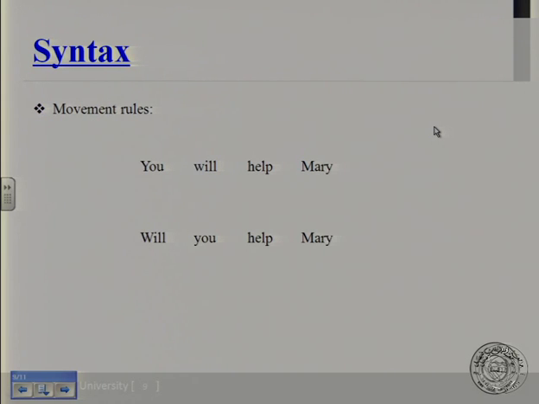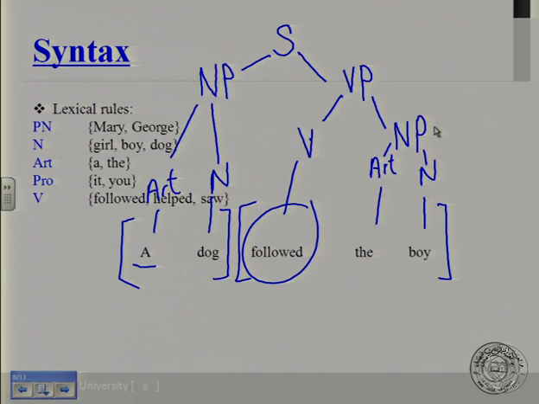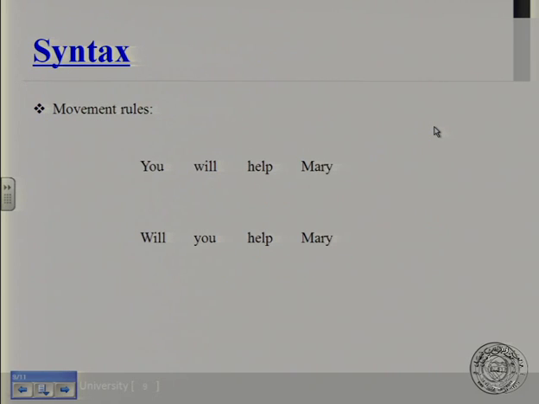Now let us see some more examples, but here we will shift to movement rules. The first one was under lexical rules, and the second one is movement rules. Why is it called movement rules? Because here we shift the place of one word to another place. We are shifting places of words. Let us say here we are shifting a pronoun with an auxiliary.